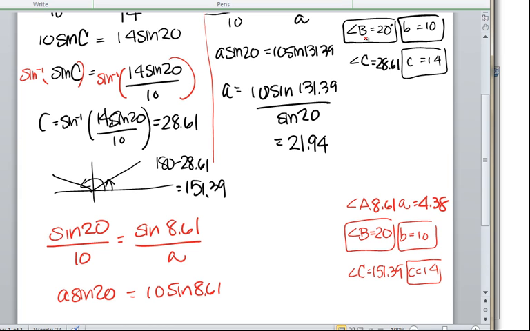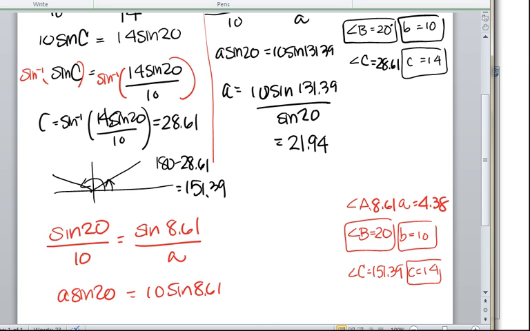Okay? Now there is a case where if you do your inverse sine, you're going to get an error. Like if you do it correctly and your calculator gives you a domain error, that means that you have no possible triangles, and that's where your angle is too big and your triangle won't connect.